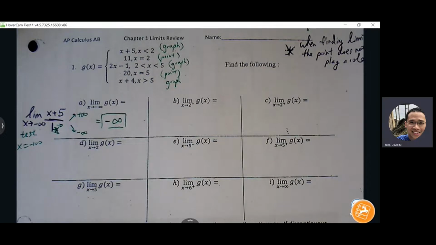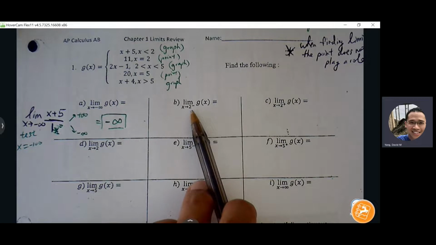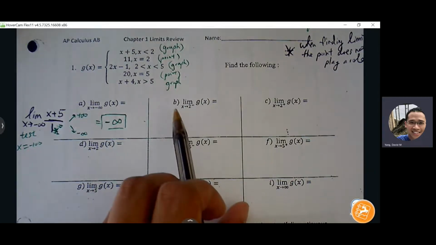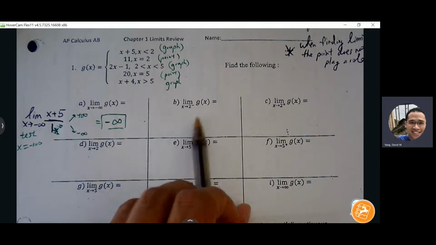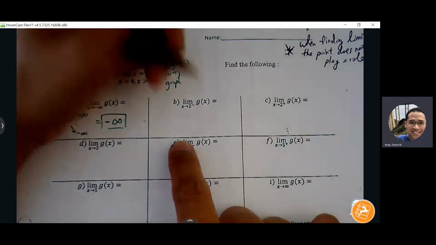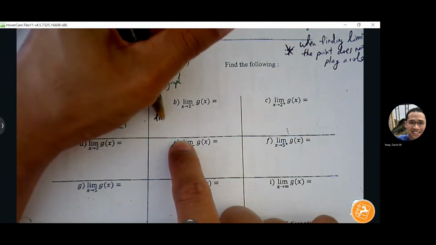All right, number 2, part B rather. Limit as x approaches 2 from the left side of 2. So which of these has values that are a little bit less than 2 headed towards 2? Oh, the same thing, right? X plus 5. So if you think about values like 1.5, 1.6, 1.7, those are all values that are less than 2. So we know we're dealing with x plus 5.